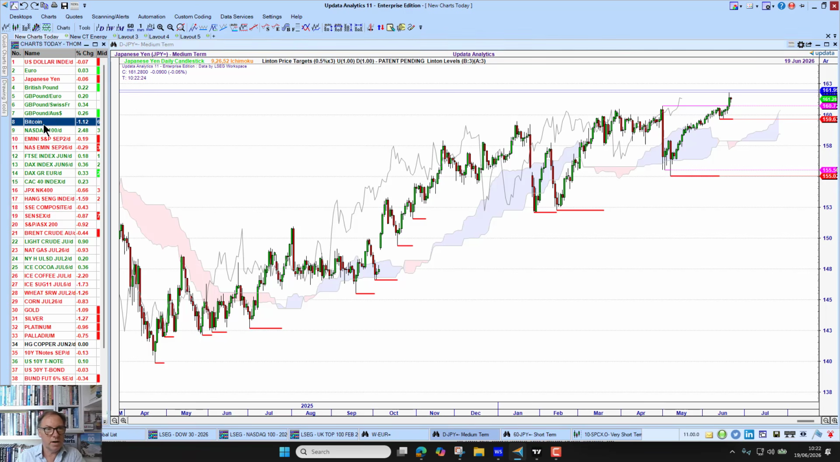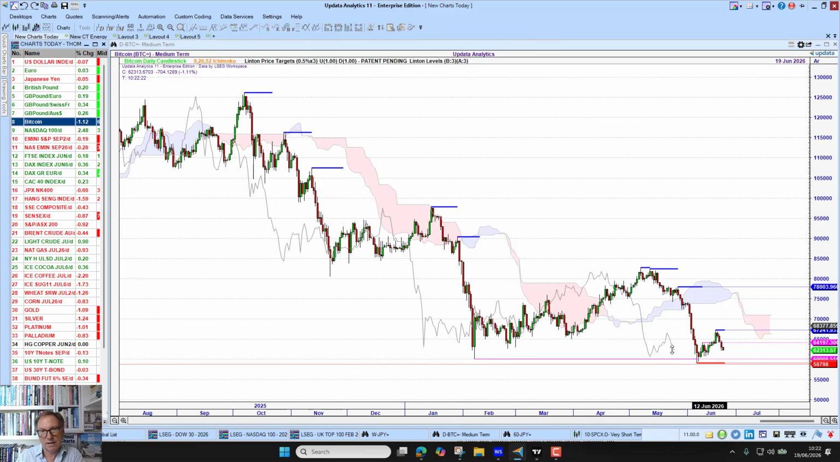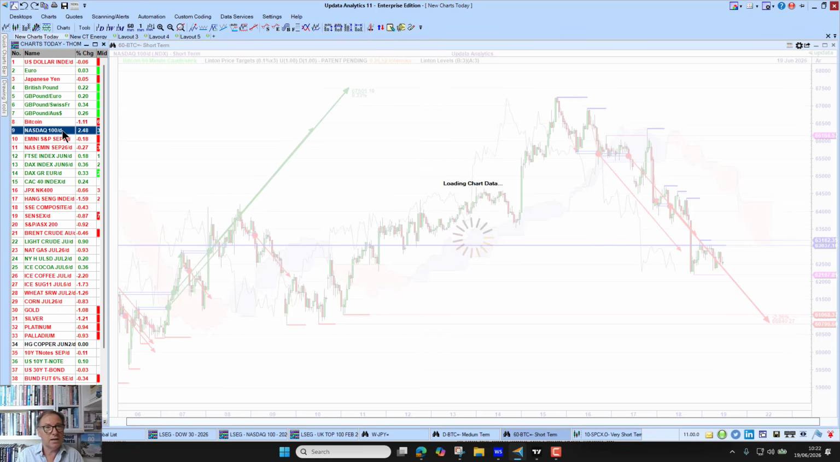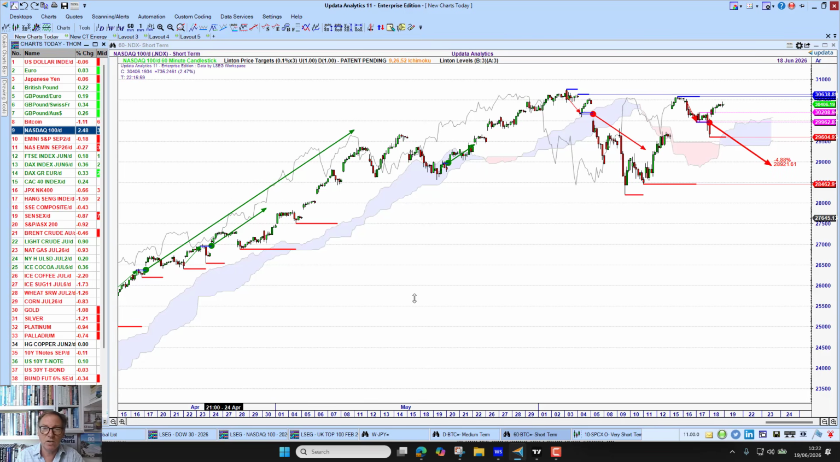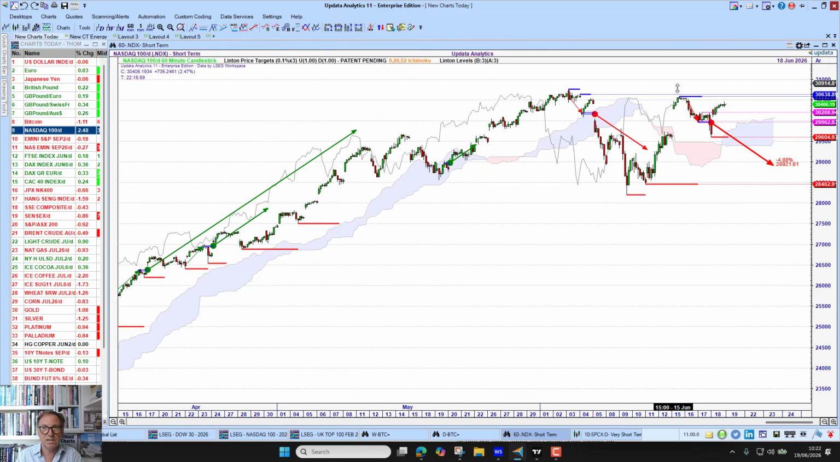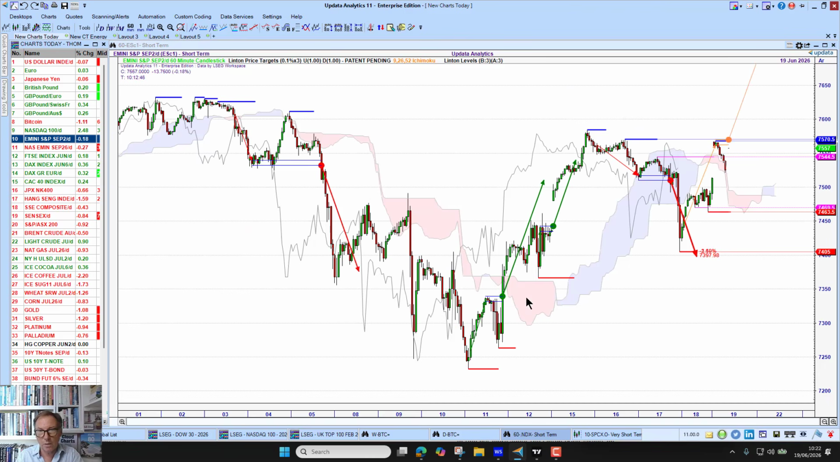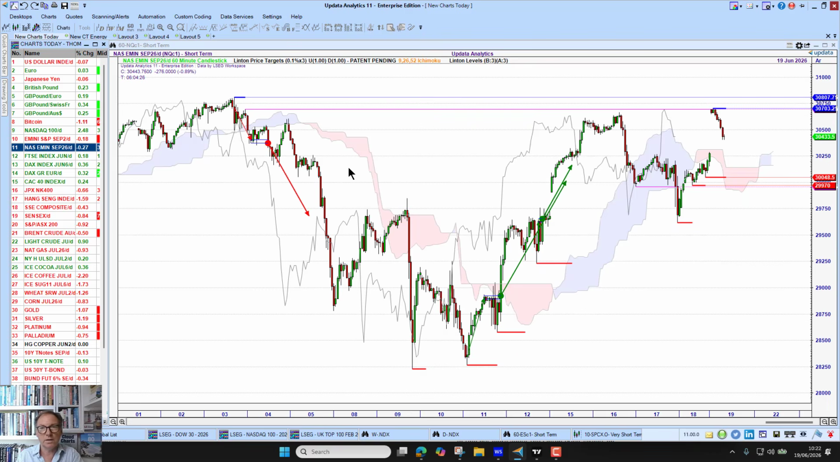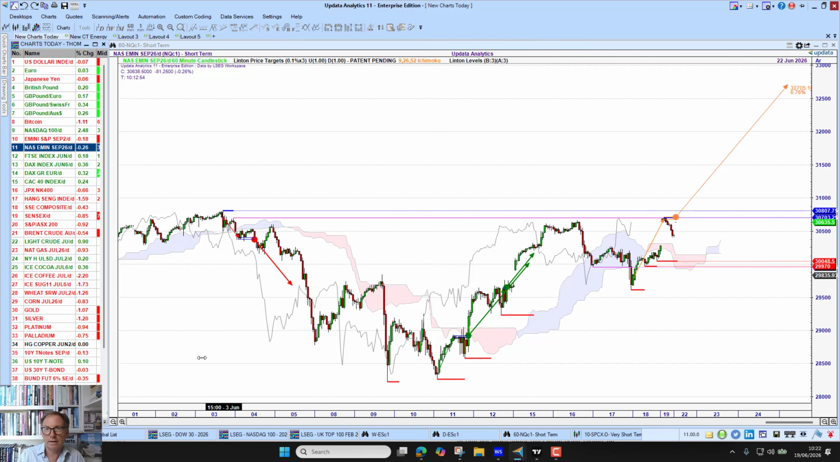Looking at Bitcoin, we are below the cloud on the daily. On the 60-minute chart, we have downside targets, so not a good picture there either. The Nasdaq was up 2.5% yesterday, but not enough to take us to new highs. We are seeing the futures today slightly lower, so it does look like the market will open lower in the US today. It's a holiday in the US, but not everything is closed.